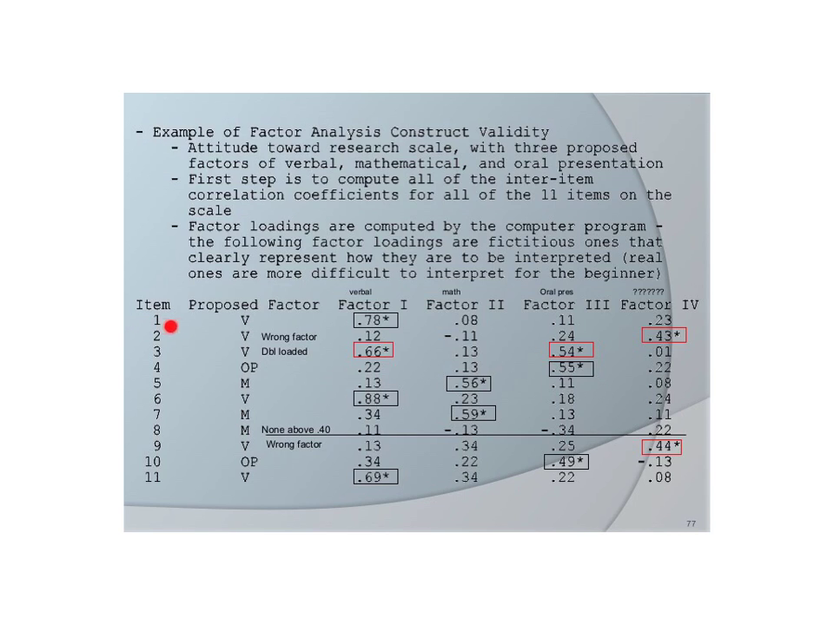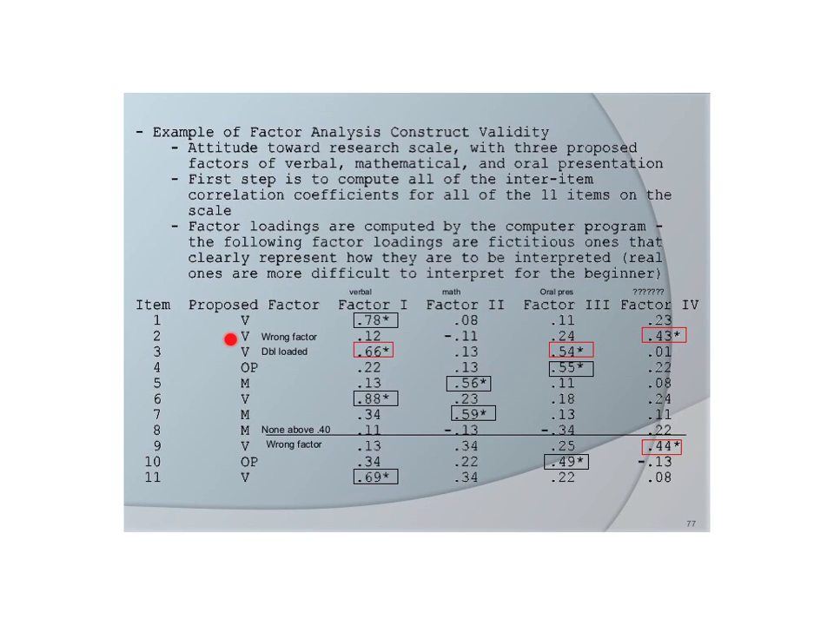So item 1 is supposed to go on verbal. Now if we go down here, it's going to say that it loads really highly on factor 1, 0.78. And if we go down, it doesn't load well on factor 2, it doesn't load on factor 3, and it's not above 0.4 on factor 4. So right now we're pretty confident that it looks like factor 1 is going to be our verbal factor. Let's see what happens as we move on.